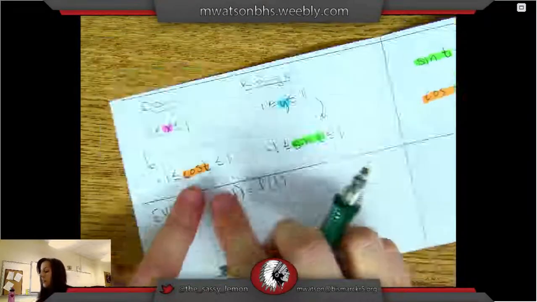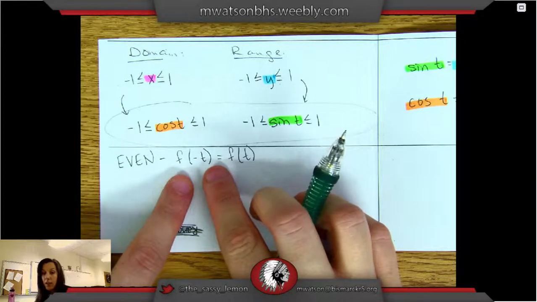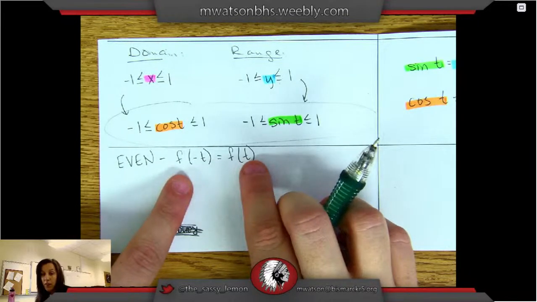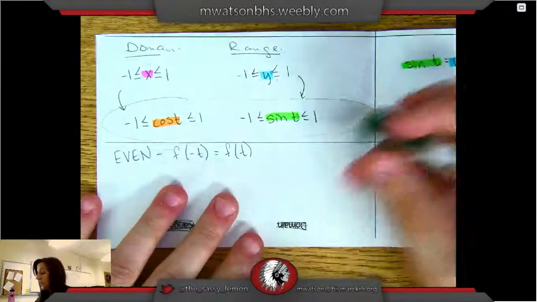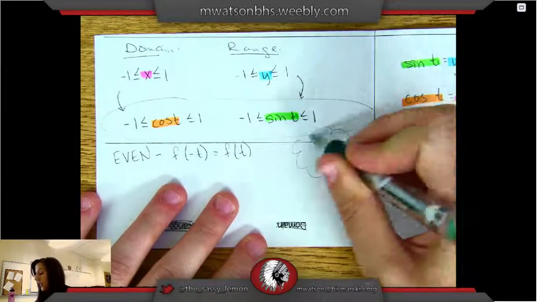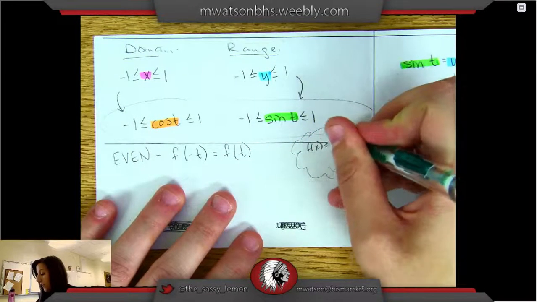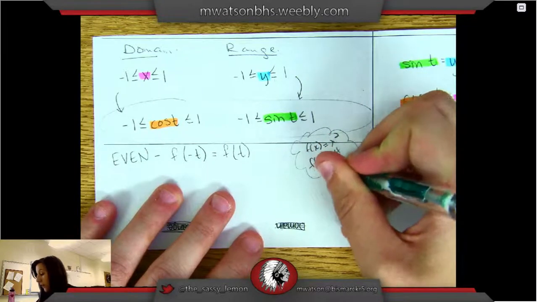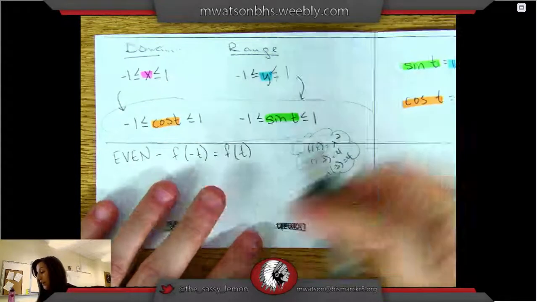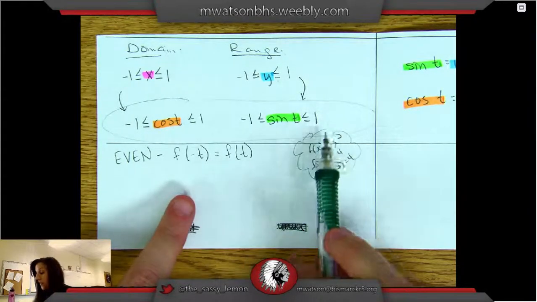So basically, this is like some function where if you plug in -2, you get the same thing as if you plugged in +2. An example of this is like f of x equals x squared. You can think about that in a little thought bubble over here. If we plug in -2, we still get 4. If we plug in +2, we still get 4. So this is called an even function. X squared is an even function.